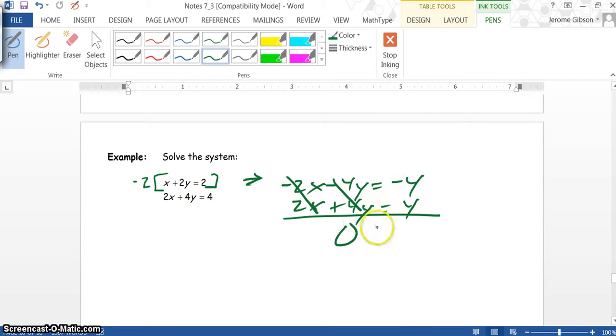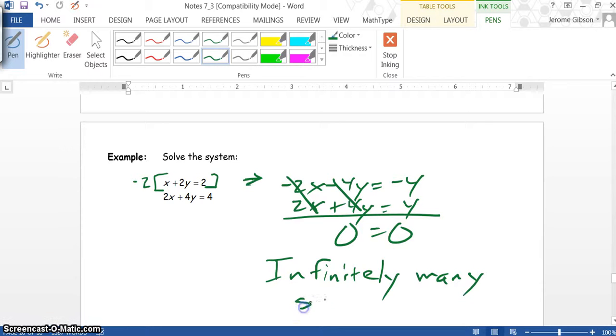We'll have 0 here. Negative 4 plus 4 is 0. Whenever you have two numbers that are equal to each other and no variables, the answer is infinitely many solutions. That means every ordered pair that works in the first works in the second.